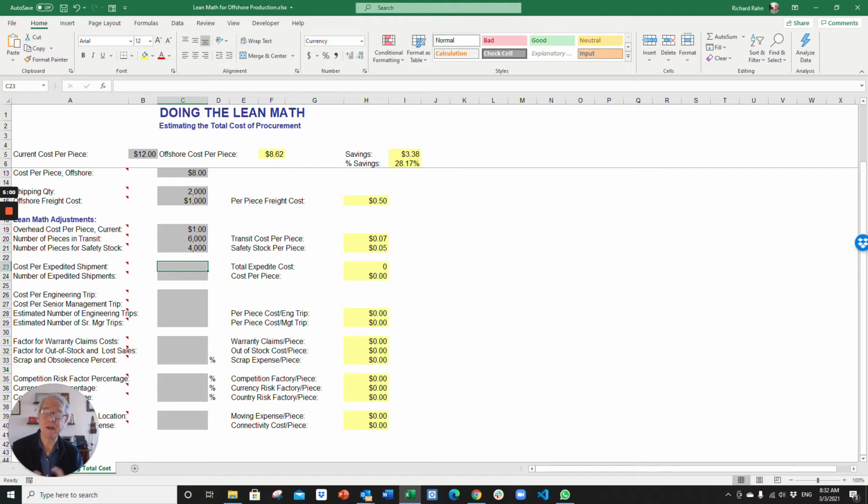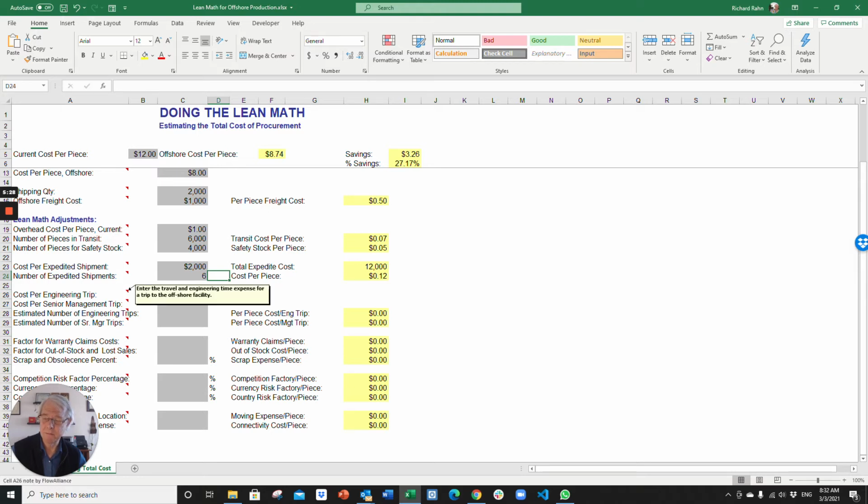What are the costs of having to air freight, for example, some of these parts? We need to have some factor for that. So if we have to air freight it, let's say that's a $2,000 cost there. And how many of these expedited shipments might we have over the life of the product? Well, who knows, but we'll put in an estimate. Let's say 6 of those. So that's adding another 12 cents, right, per piece to the cost of this.